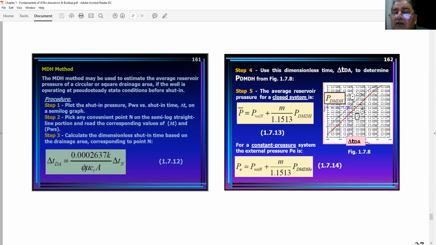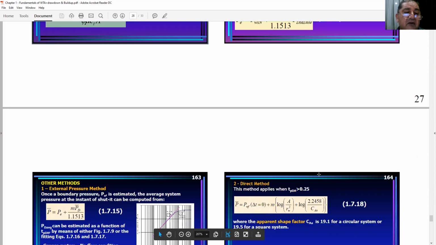So based on the case that you have, you use delta TDA calculated by equation 17.12, go to this line and get the value of PDMDH. Then P average equals the pressure at the time point that you used, plus the slope divided by 1.15 times PDMDH. This is your average reservoir pressure. If you work with the second line, with water support, you have to use equation 17.14.